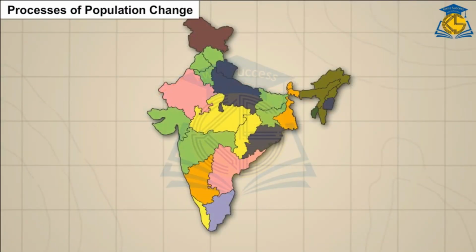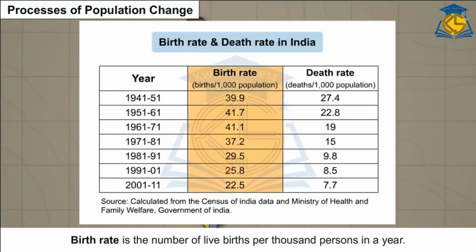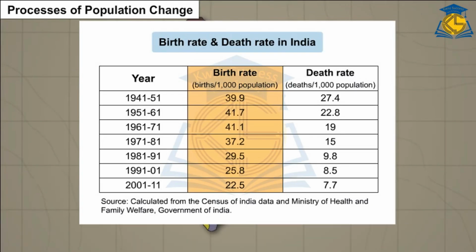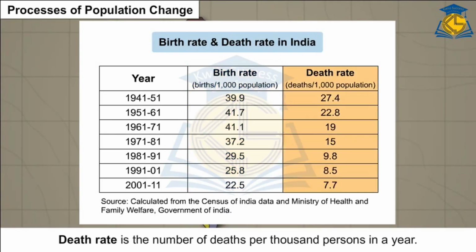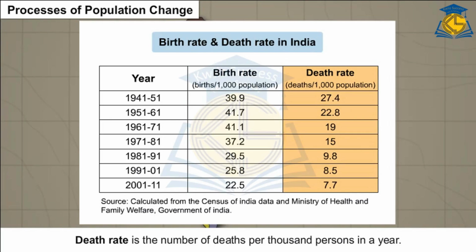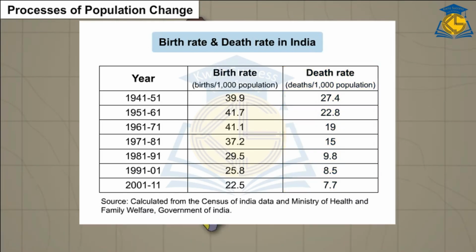Processes of population change. Birth rate is the number of live births per 1,000 persons in a year. Birth rate has always been higher in India. Death rate is the number of deaths per 1,000 persons in a year. A higher birth rate accompanied by a low death rate contributes to a growth in population. 1981 onwards, birth rate declined due to sustained efforts towards family planning.